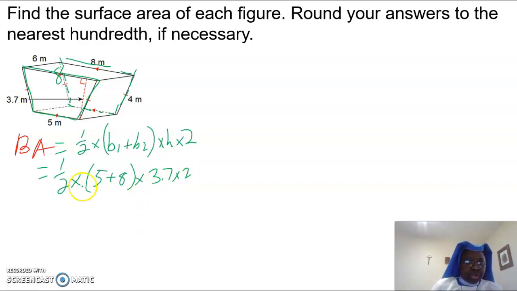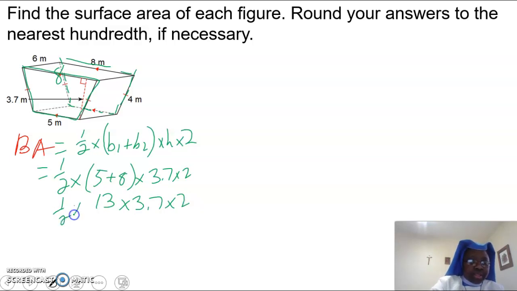Make sure you follow the order of operations. Add those two first, and that gives us 13 times 3.7 times 2. Again, one half and 2 cancel out and become 1. So 13 times 3.7 is going to be 48.1.